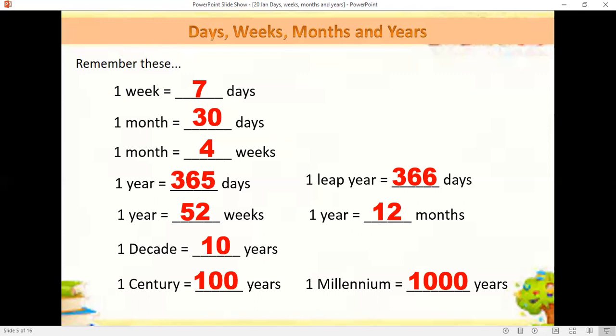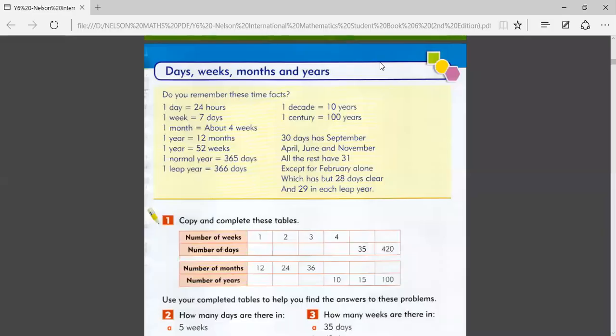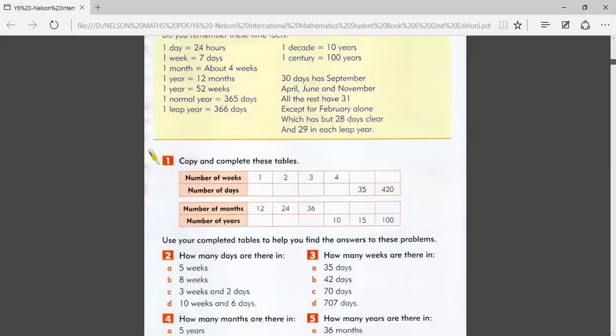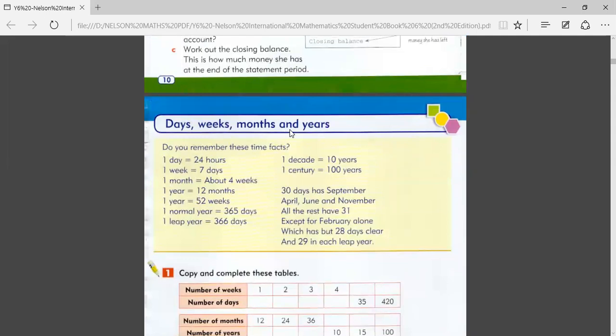It is in your textbook. You can check your textbook, page 11. Page 11 has days, weeks, months, and years, and all that I have shown you in the PowerPoint is in that page 11. Okay?